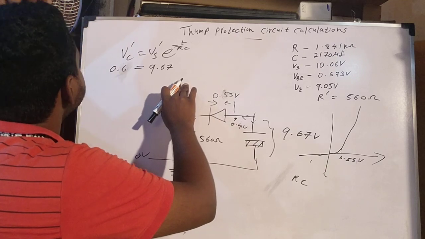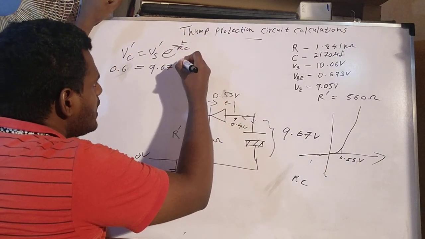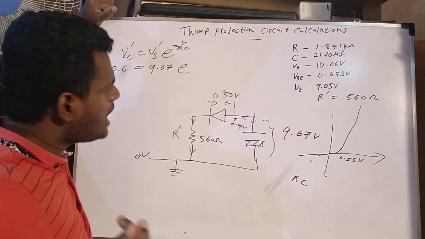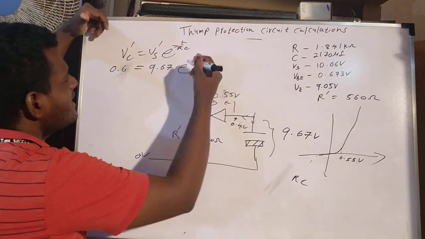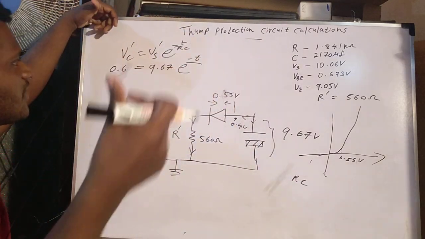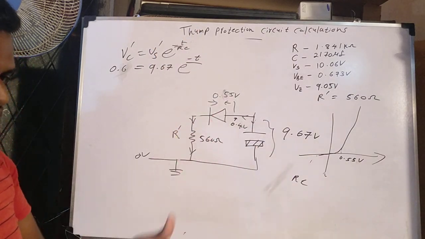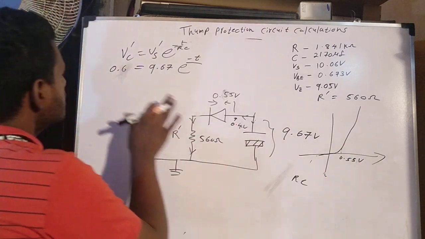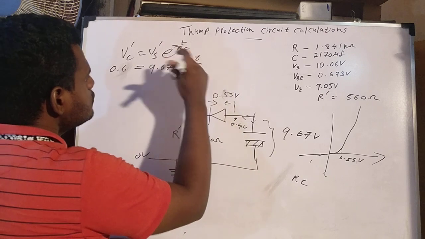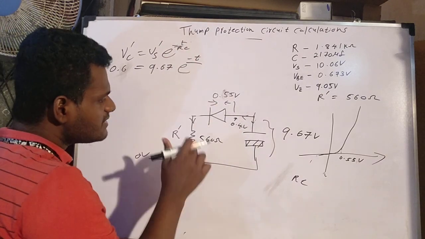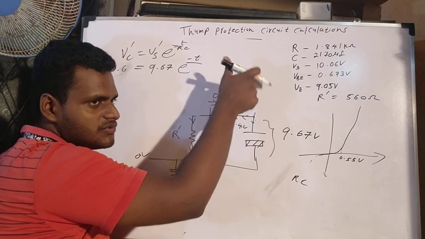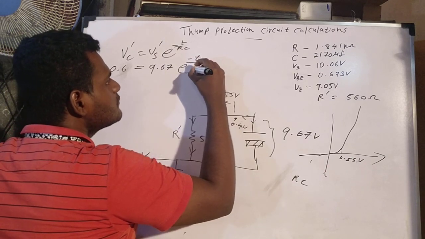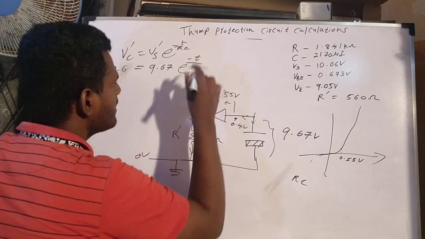Easy. So what I am going to do is apply e to the power minus t over RC. Here t is our target value. What we want to find out is how much time is taken for the discharging of the capacitor down to around 0.6 volts. So what is the RC value? Here R is 560 ohms. Don't use this resistor, you have to use this resistor. Why? Because it is a charging circuit.